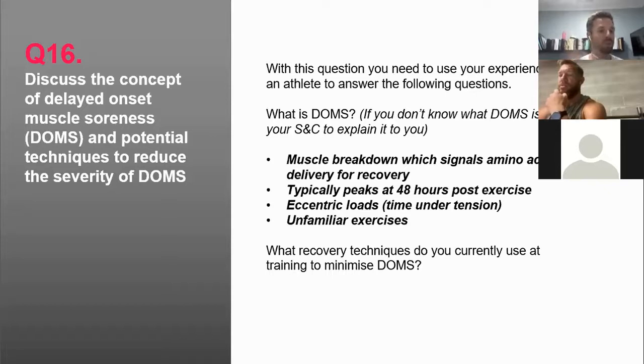So if I give you 12 bench presses, I don't want you to do 12 bench presses in 15 seconds. I want you to do 12 bench presses in 50 seconds. Really slow, really controlled, okay? So they're the two things that really cause DOMS, eccentric loads and unfamiliar exercises.